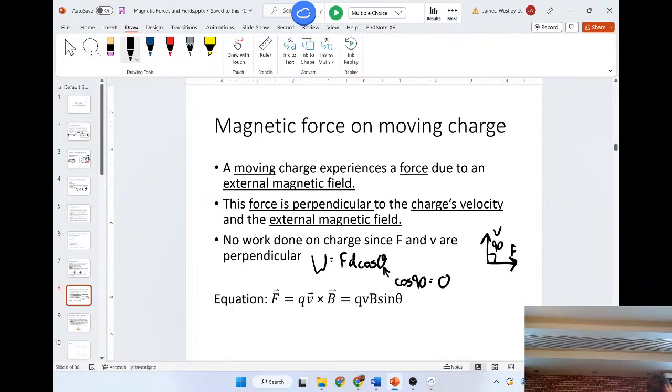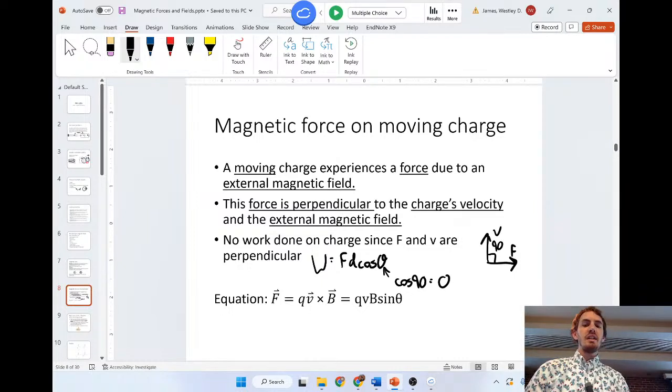What does this mean for us? One easy thing to explain here: it will not make it faster, it will not make it slower, but it will change the direction the thing is moving. We're going to get to a circle eventually. It does make it go in a circle, but this will not make it move faster or slower. It will only deflect it. It will only change the direction it's going.